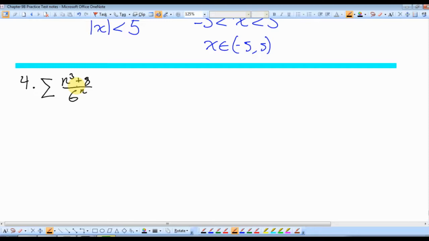We can use a ratio test on this. Wait, it diverges if it grows a lot faster? No. If the denominator goes a lot faster, it converges. So ratio test, we have the limit.